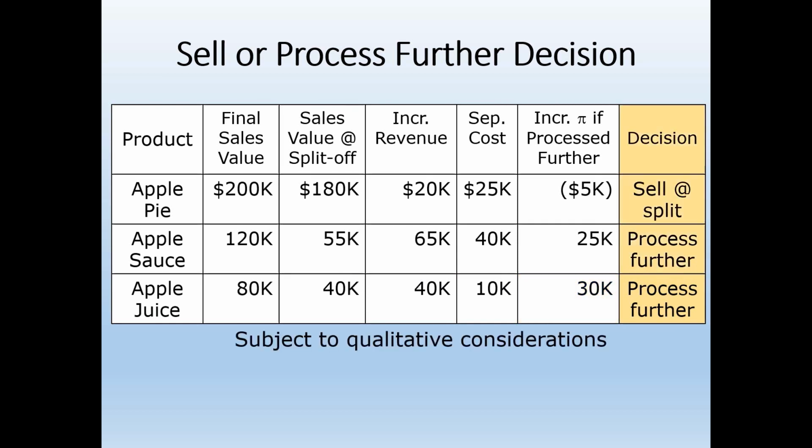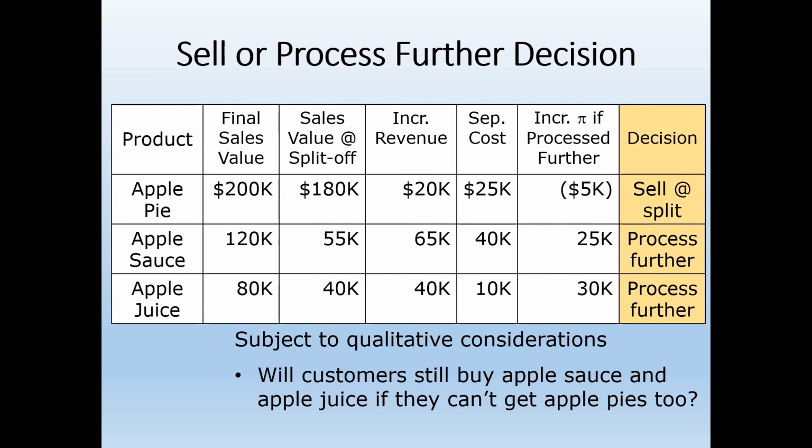Of course, these decisions are subject to qualitative considerations. For example, would this firm's customers still buy its applesauce and its apple juice if they can't get apple pies too? In that case, it might be worth it to the firm to take a loss on the apple pies if it encouraged more customers to buy its other products.